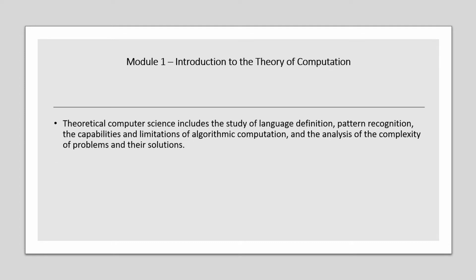So the theory of computation in computer science includes the study of language definition, pattern recognition, and the capabilities and limitations of algorithmic computation. We're going to analyze the complexity of problems and their solutions. This is a theory class, but we are going to do a lot of practical work with abstract models.